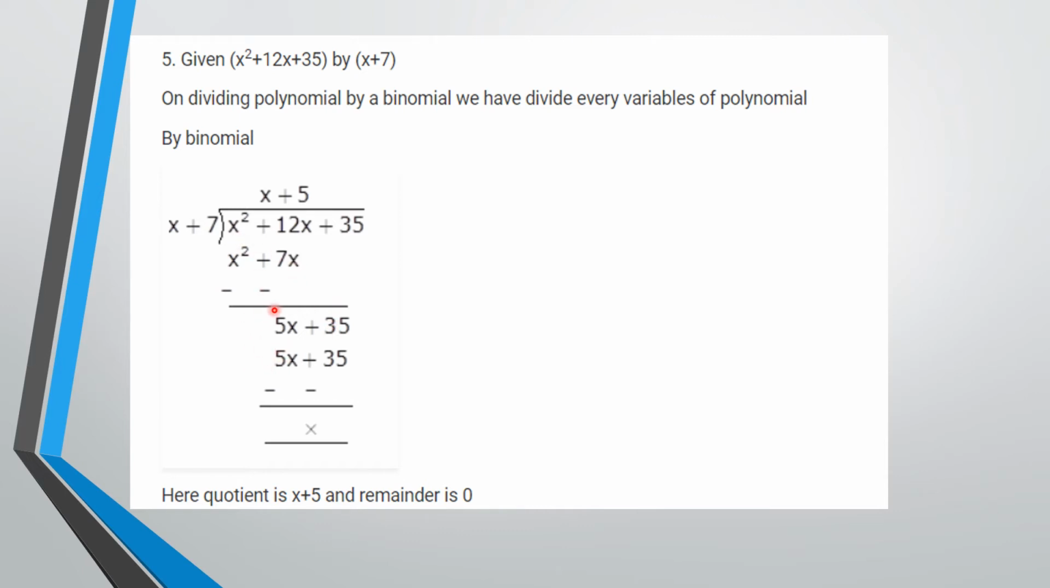What number do I have to multiply to get 5x? Already x is here. I have to multiply with 5. So I add 5 in the quotient. 5 into x, 5x. 7 into 5, 35. By change of sign, we get the remainder as 0 and the quotient as x plus 5.